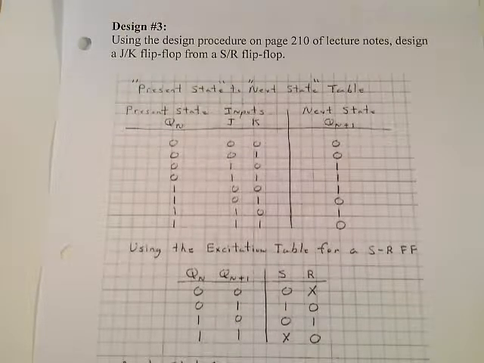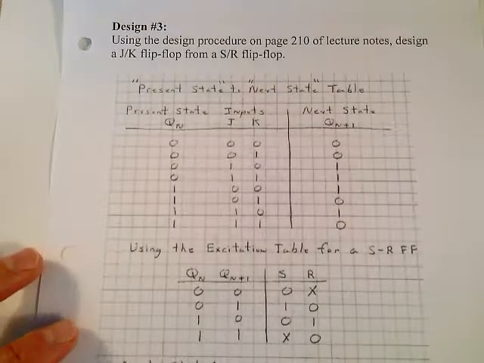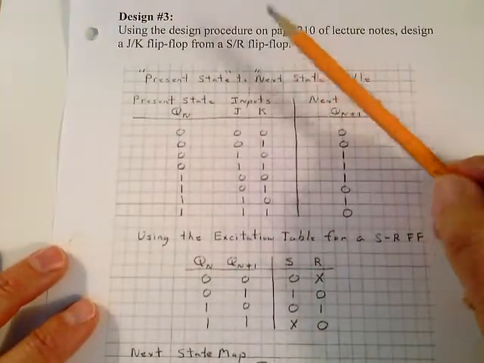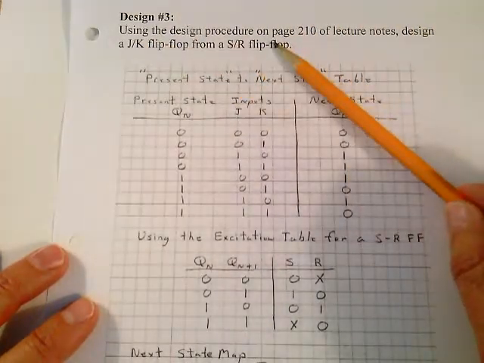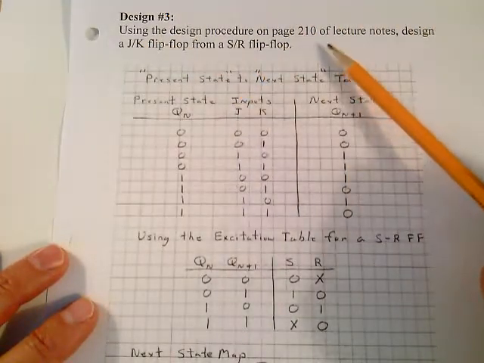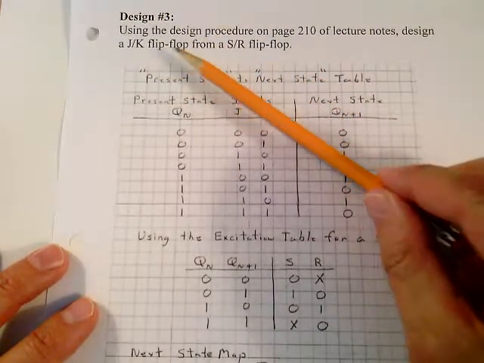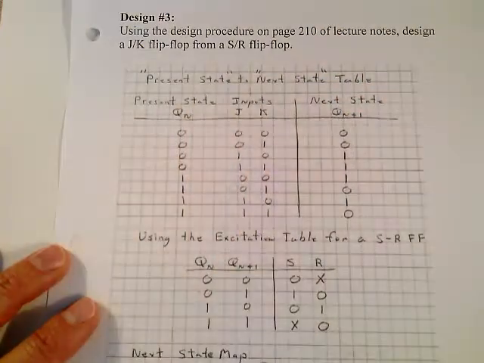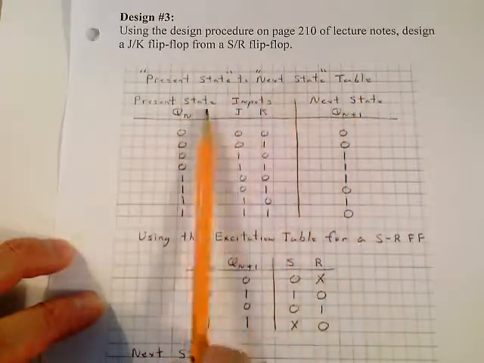We're going to start on page 216, and before we start the state machine introduction, I want to talk about design number 3 real quick. Here's your specification as an example for another design. Use the design procedure we discussed on page 210 of the lecture notes to design a JK flip-flop from an SR flip-flop. In other words, all you have is an SR flip-flop and you want to design a JK from it. Well, here's your present state to next state table.